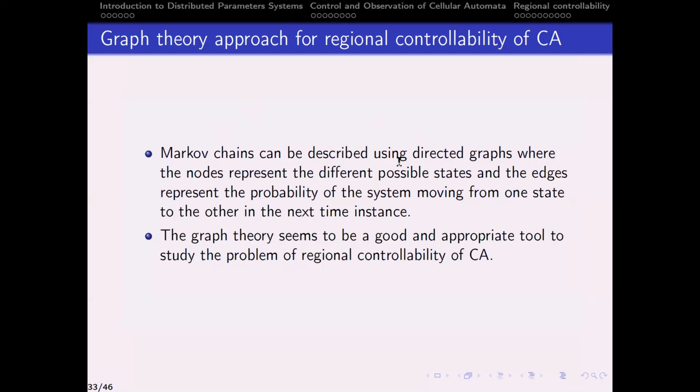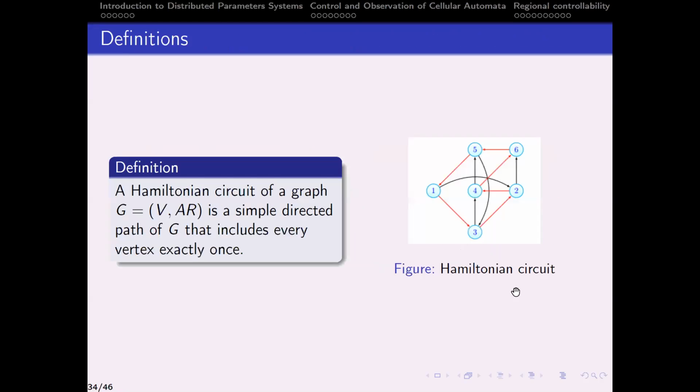Yes, when we worked with the Markov chains, we also went to another approach, which is based on graph theory. Graph theory seems to be a good and appropriate tool to study the problem of regional controllability, and we obtained some results on this, according to the existence of a Hamiltonian circuit for the graph which gives the evolution of cellular automata.